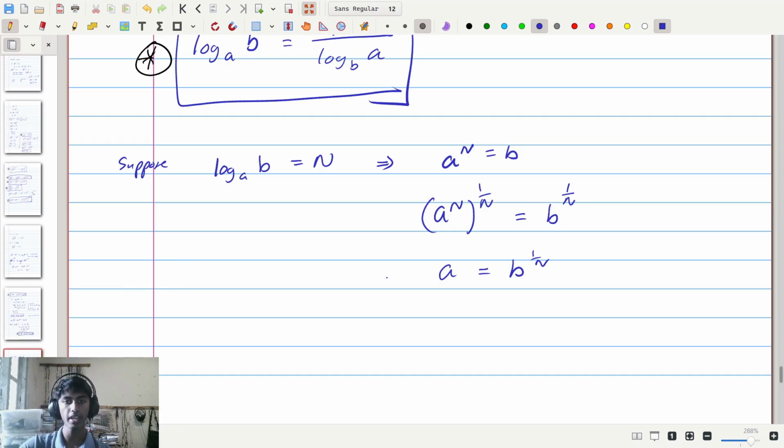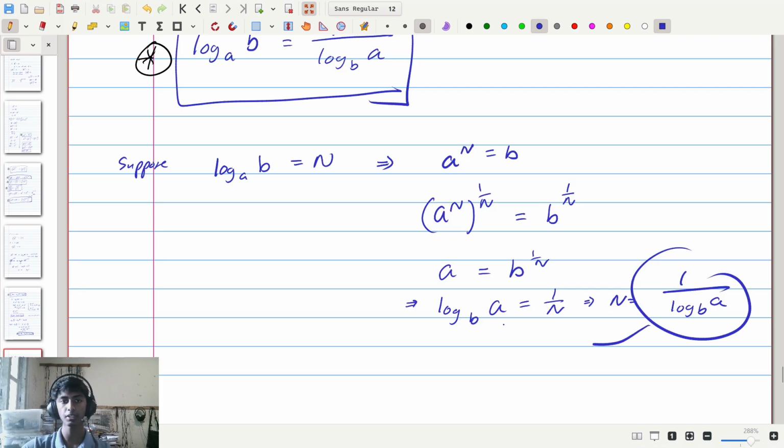Taking the logarithm base b of both sides in this case, converting this into logarithm form, we get that log base b of a is now 1 over n. I think we can agree on this. This is all correct. And now, as a final step, comparing the two, we can see that n is equal to 1 over log base b of a, and then substituting this result back into here, we see that the log base a of b is 1 over the log base b of a. So there you go.